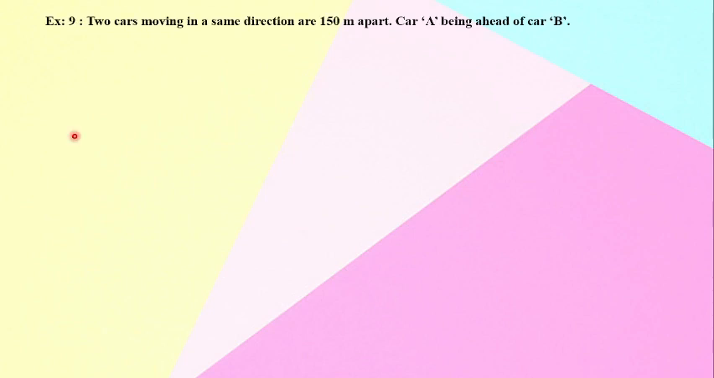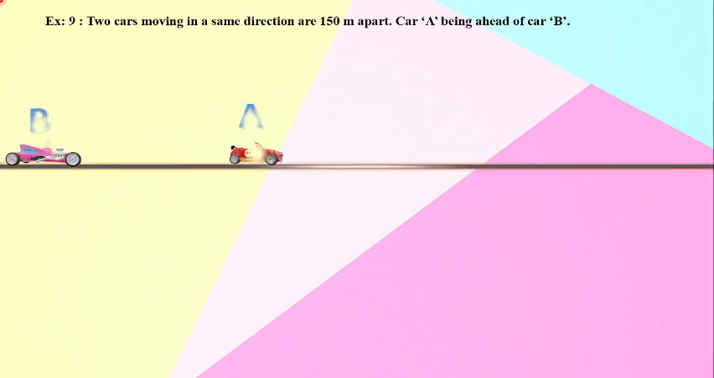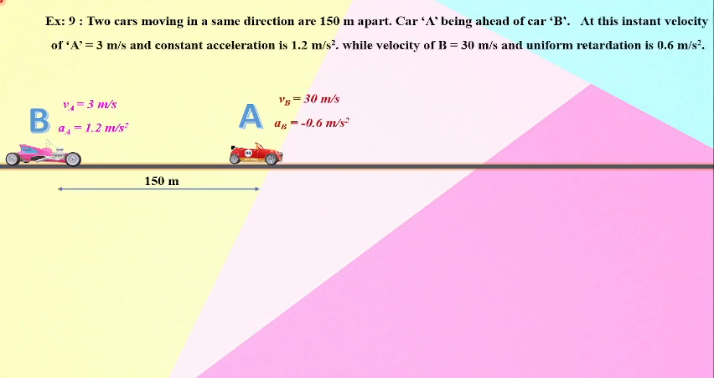There are two cars moving in the same direction and they are apart from each other by a distance of 150 meter. Car A is ahead of B. So we have two cars which are at a distance of 150 meter apart. Car A is ahead of B. Now at this instant velocity of A is equal to 3 meter per second and constant acceleration is 1.2 meter per second square, while velocity of B is equal to 30 meter per second and uniform retardation equal to 0.6 meter per second square. So whatever is given I have shown along with the figure of the cars.